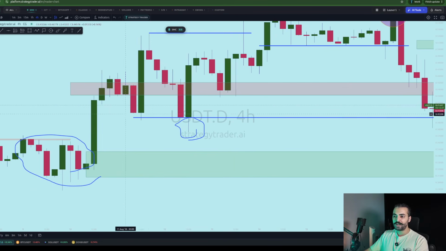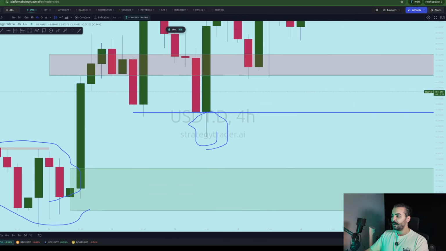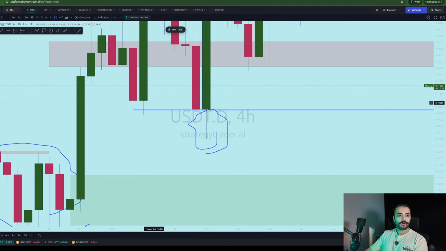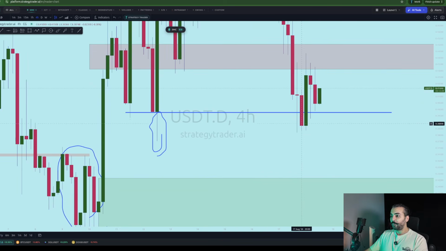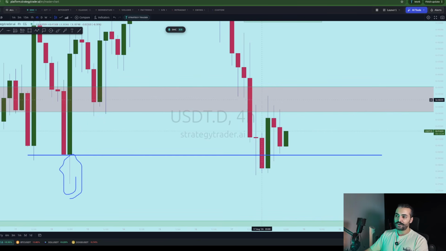So we have one shadow here, one small shadow here. If you zoom in a little bit more, you can see that we have a small shadow here. We also have a bigger shadow here. And right now we have made one more shadow. We pushed up towards this zone, but the sellers here were stronger, so they pushed the price lower.